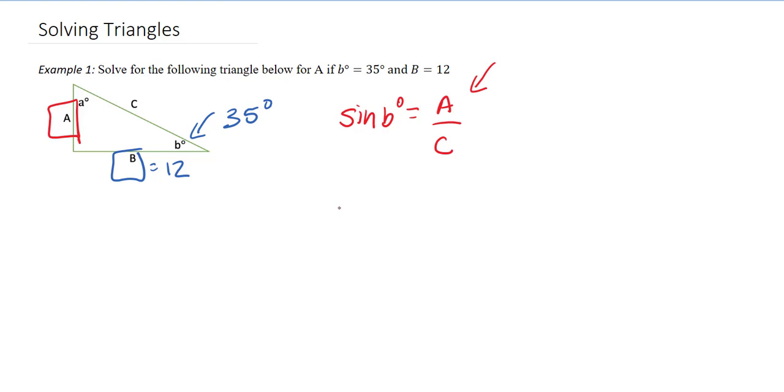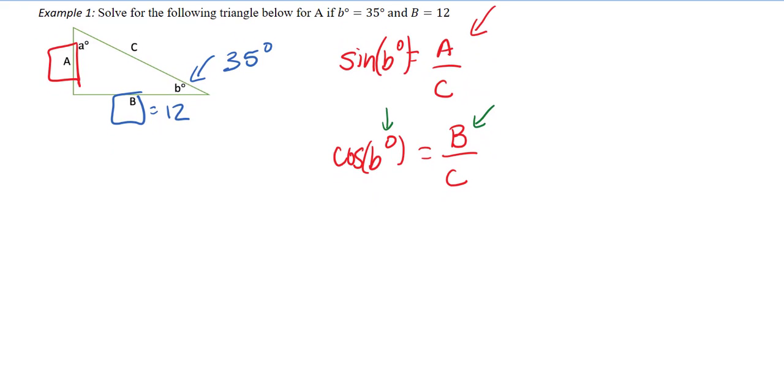So let's look at cosine. Cosine of angle B is going to be adjacent, so that's B over C. This one's good because we do know the angle B, and we know the side of B. But we're not looking for what C is, so we don't actually need this one.